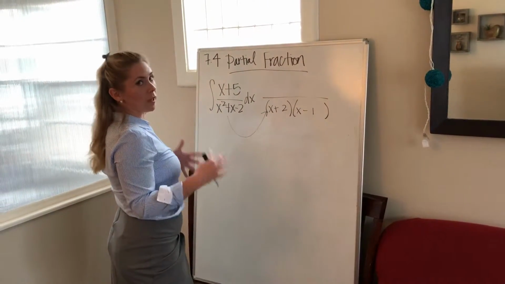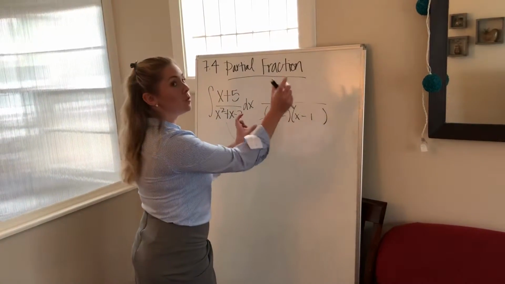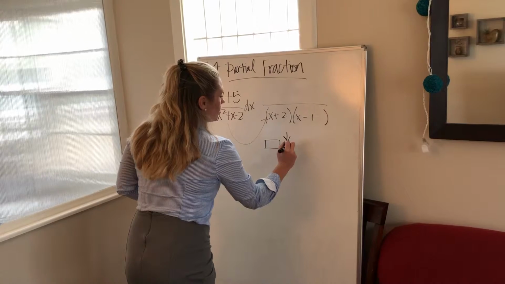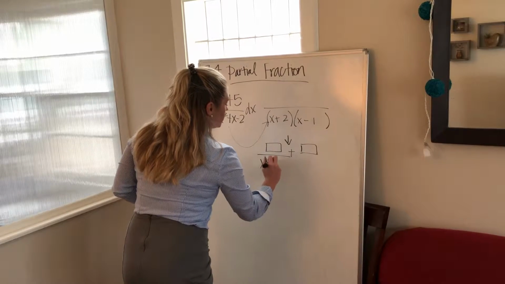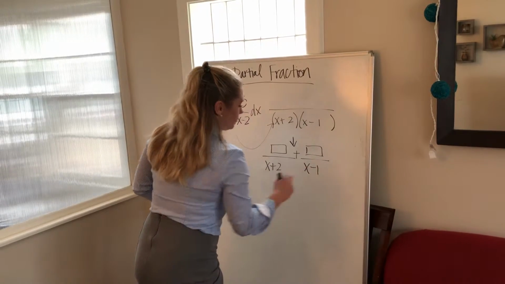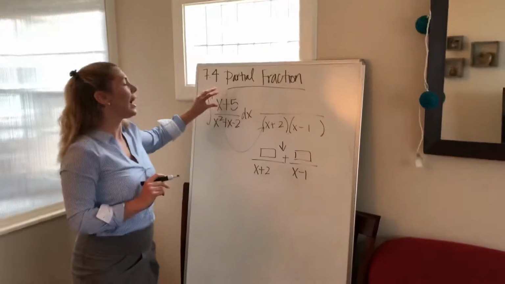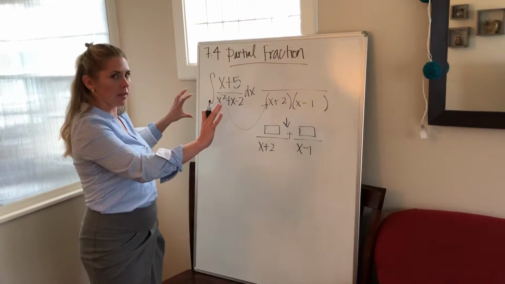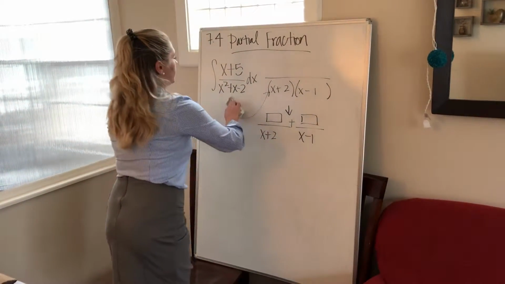I also know from my understanding of fractions that I can separate this into two different fractions. So this then becomes a numerator on top that we don't know yet over x plus 2 plus a numerator that we don't know yet over x minus 1. And we don't know what that is because we have to divide out our numerator first. We don't know how it is going to be divided out so that it equals this x plus 5. So let's go ahead and figure out how to do that.